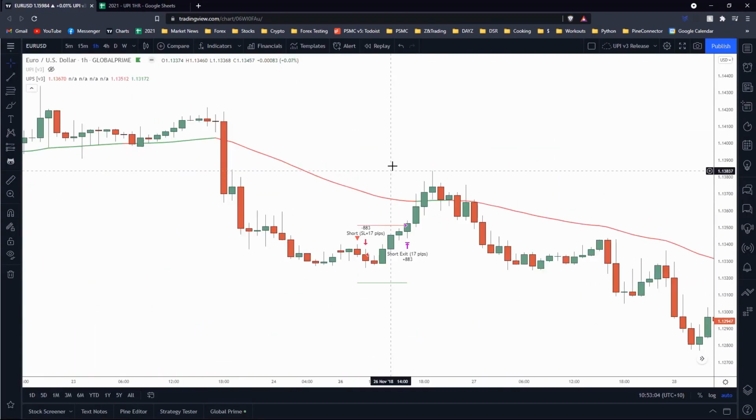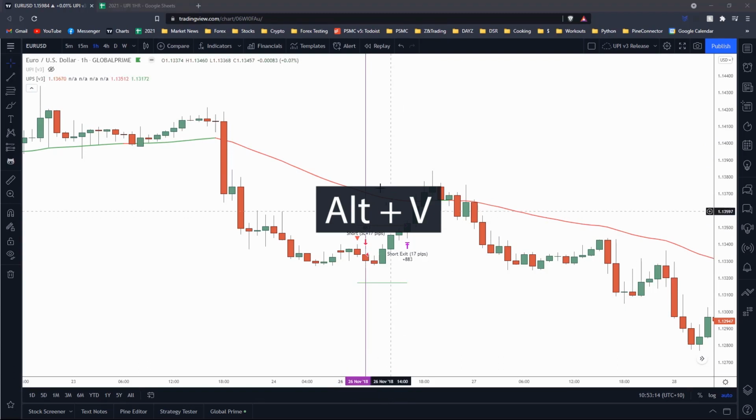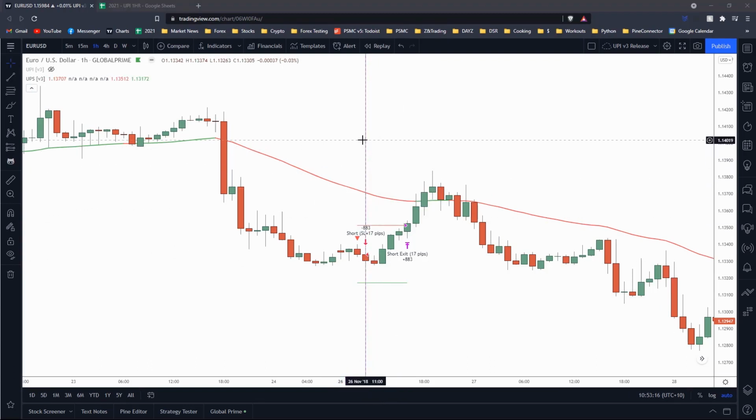And let's move on. Another losing trade. I hold Alt, or I think it's Command on a Mac, and hit V to put in this vertical tool, and that instantly displays the date and time. That's just a cool trick I learned from Stephen Hart, my trading mentor, who taught me how to backtest through TradingView. It's a very handy little shortcut there. Saves a lot of time with moving your mouse around.